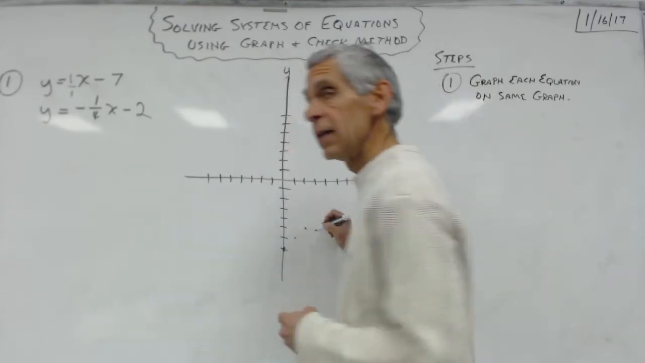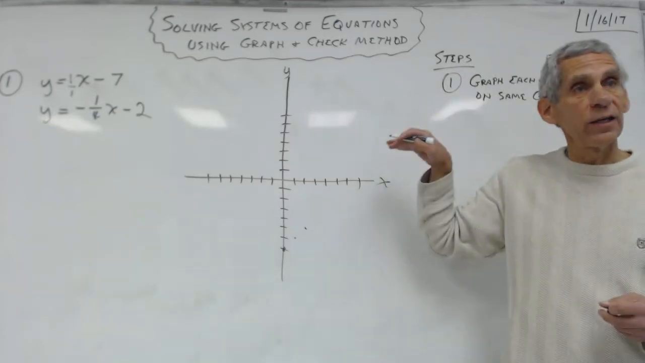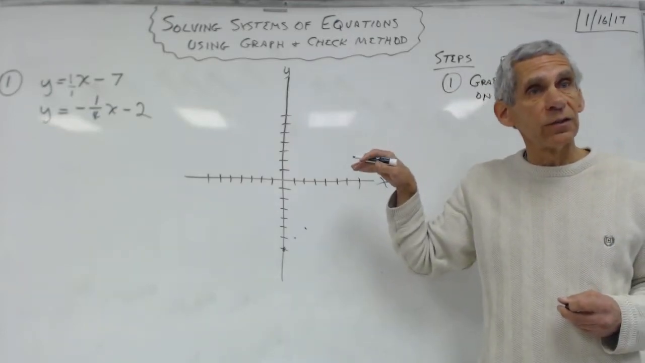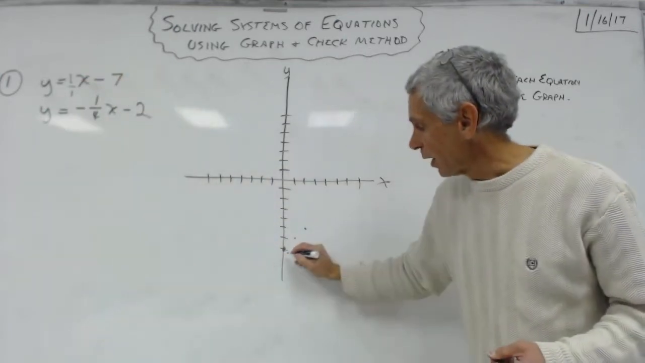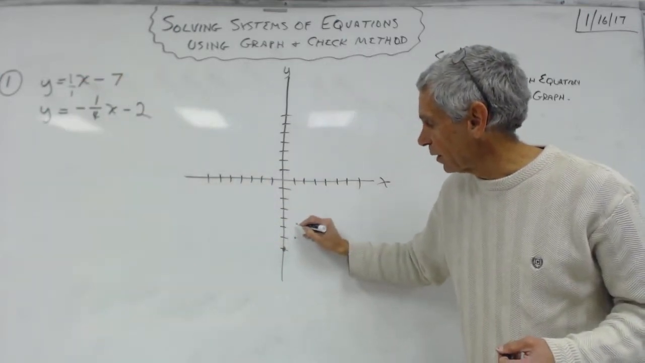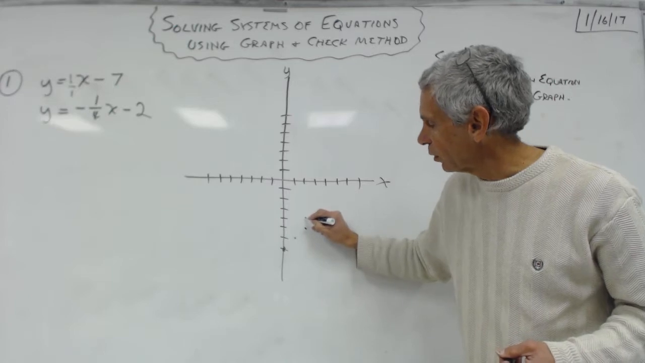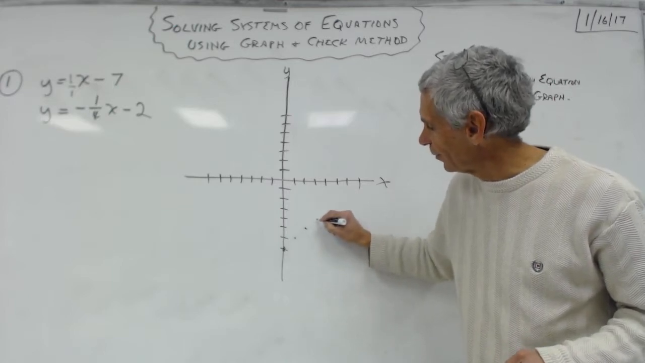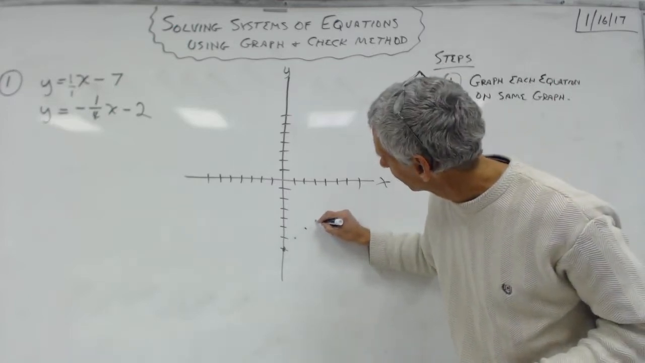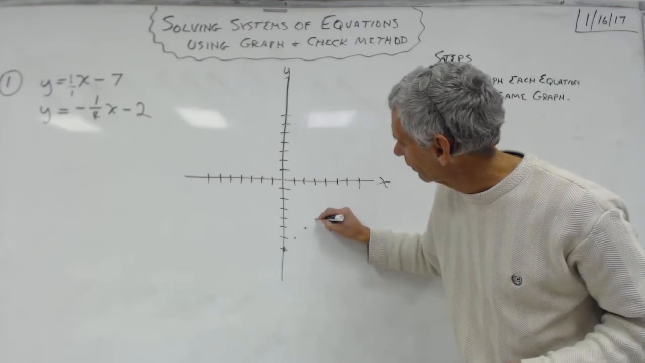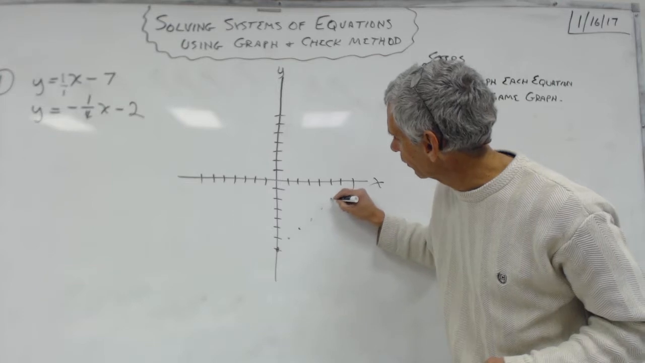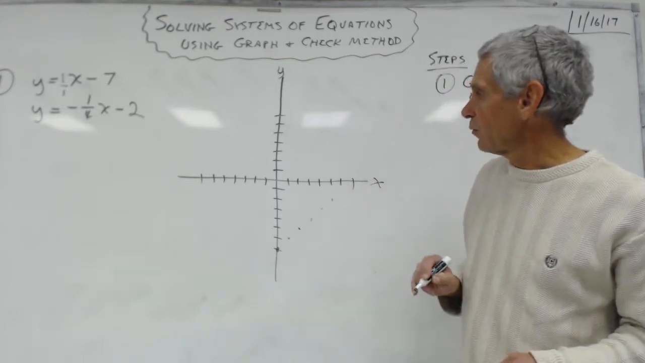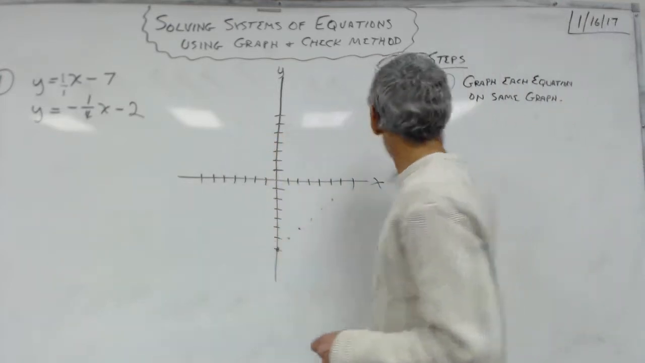When you're graphing systems of equations, I suggest you do the slope many times. So I rose 1 and ran 1, rose 1 and ran 1, rise 1 and run 1, and so that we can just see where we're at, and so forth.